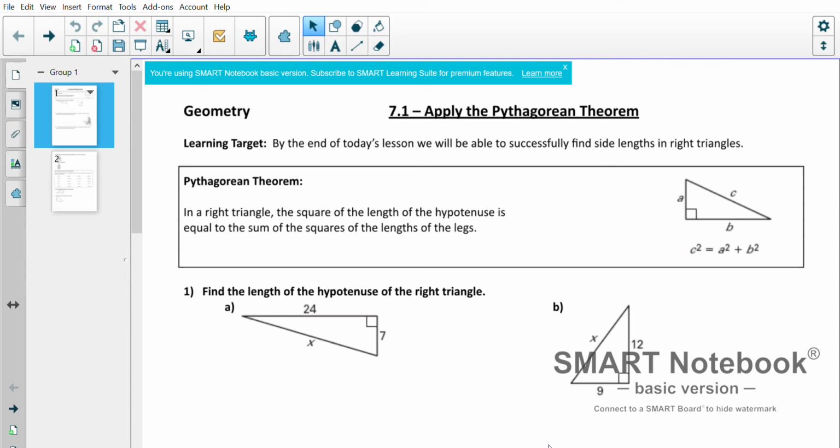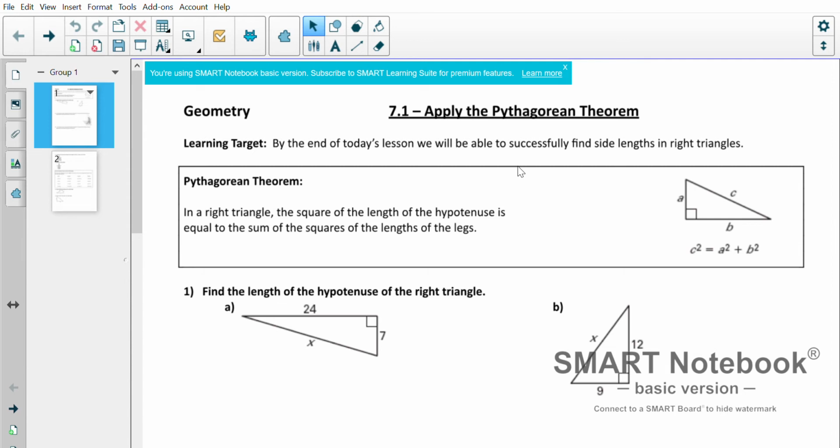So today we're going to talk about Pythagorean theorem, which is a theorem that I'm sure many of you are familiar with. A lot of you have probably actually used this before and know how to use it. So today will just be review for you. And if you've never used this theorem before, it's pretty simple. What the Pythagorean theorem says is, in a right triangle, the square of the length of the hypotenuse is equal to the sum of the squares of each of the legs.